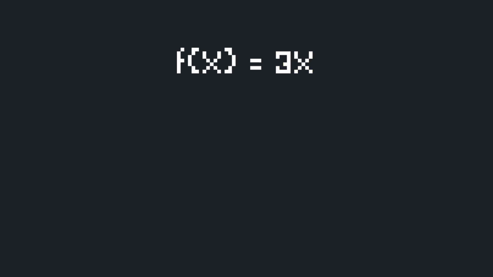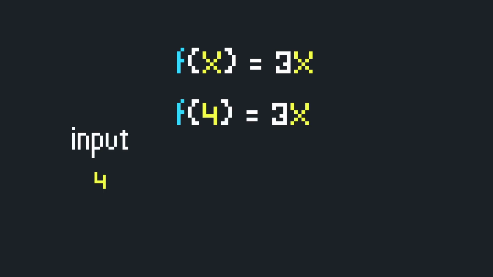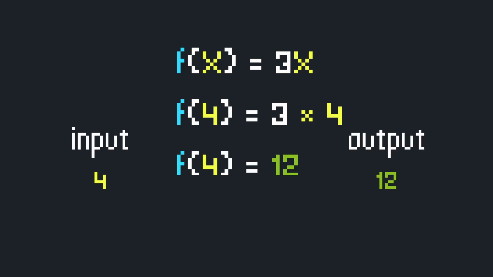So f of x equals 3x. It is read as, apply f to the input x and return 3 times x. If the input is 4, we write f of 4, and evaluate f of 4 equals 3 times 4. Substitution is the single, straightforward operation you'll use every time. Replace the placeholder with the given input, then compute. And this is the result for the function called f, if we have 4 as input.